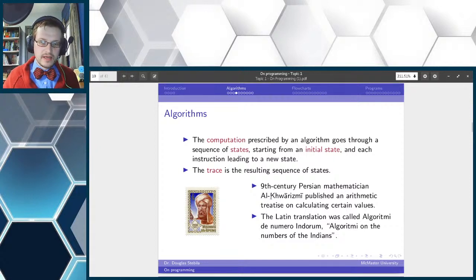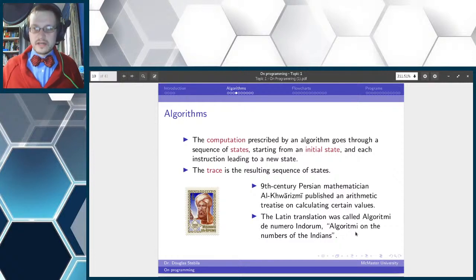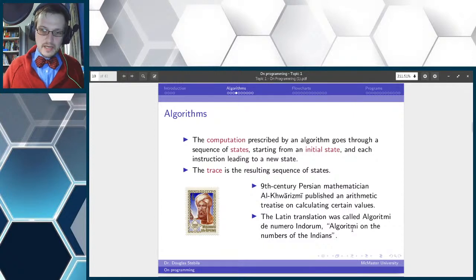So the term algorithm comes from the 9th century Persian mathematician, and I can't really pronounce it, but I think it's something like Al-Khwarizmi. This guy, who is pictured on this postage stamp, published an arithmetic treatise on calculating certain values, the Latin translation of which became Algoritmi de Numero Indorum, or Algoritmi on the Numbers of the Indians, because India was basically everything east of Constantinople in those days. So, yeah, it's interesting. Man, those medieval Islamic scholars, they were just knocking it out of the park.